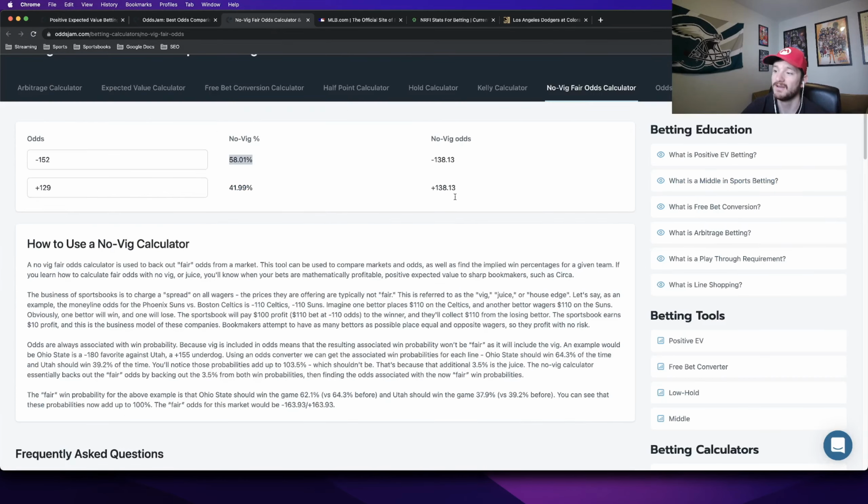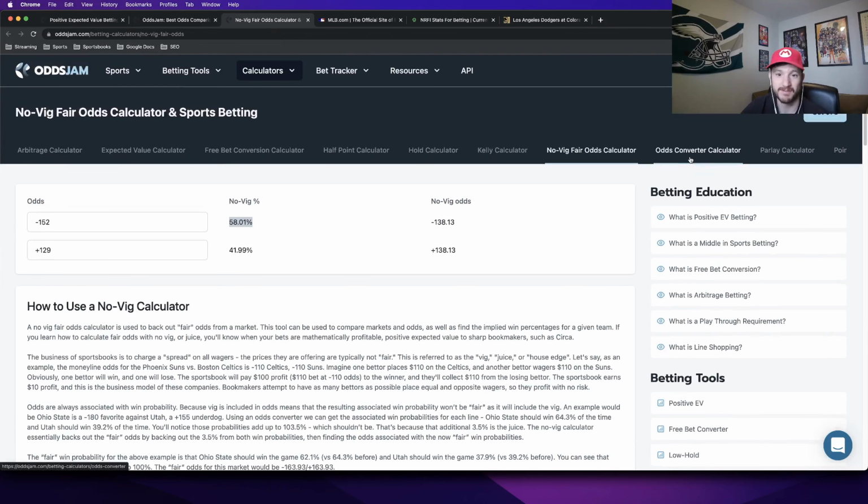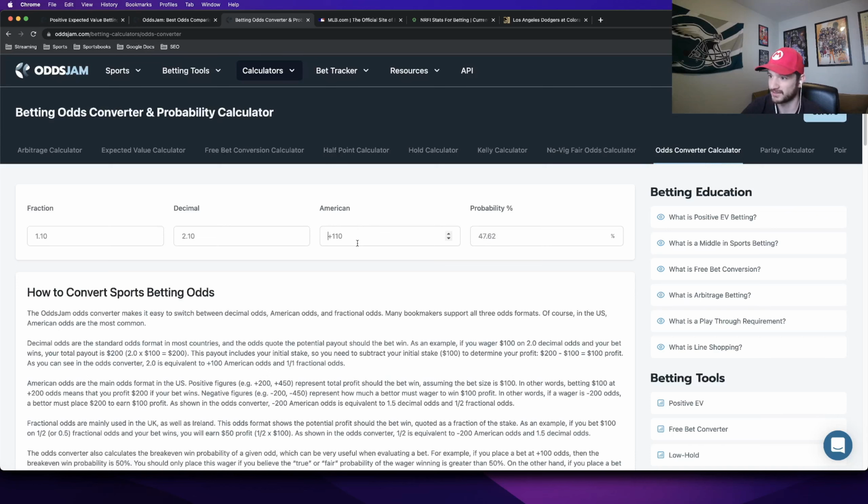So if you want to know what the win percentage of -125 is associated with, you can just go to this odds converter calculator, type in minus 125, and we see that the minus 125 only has an inherent win percentage of about 55%. So what this means is that if we're betting on odds that are minus 125, we need to win about 55.5% of the time in order to break even.